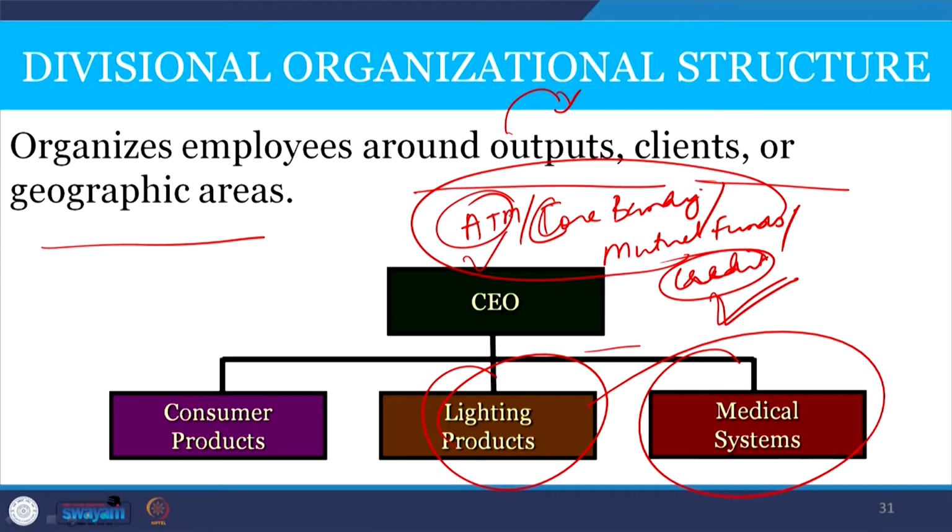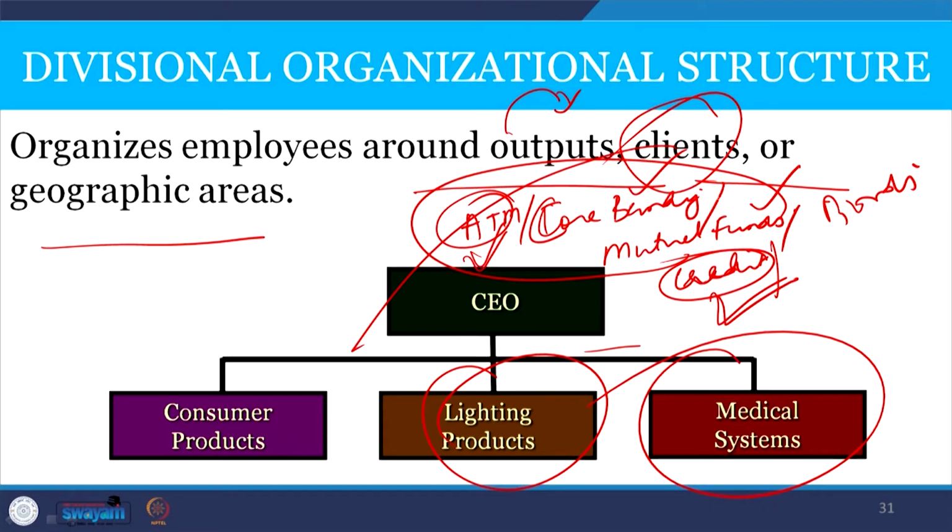Based on the products also the divisions are formed, like ATM, core banking, mutual funds, bonds, then debit cards and credit cards and so on. The clients or consumers, consumer based differentiation or divisions can also be defined.